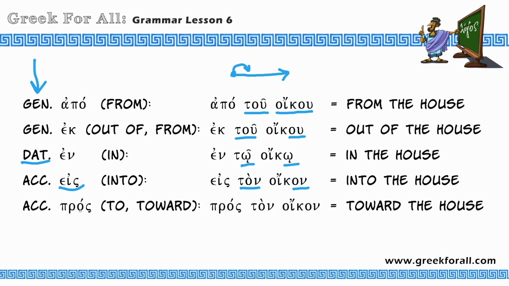And the last one is pros. It means to or toward. Pros ton oikon, accusative, toward the house. Here we see the movement or motion toward the object, toward the house. And eis means going into, inside of the house. So, as we discussed earlier, separation for the genitive. This is the location inside, in the house. And this is to or toward or into the house.